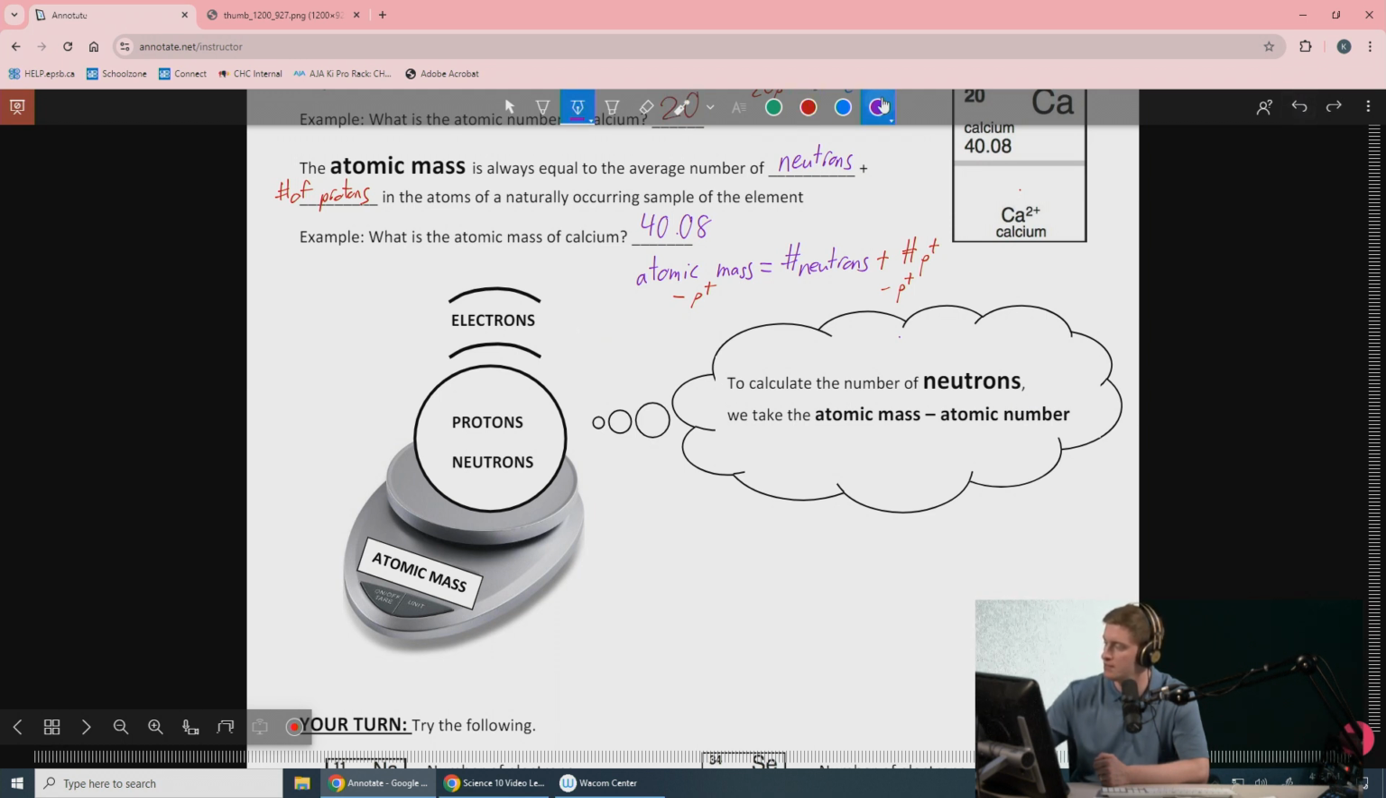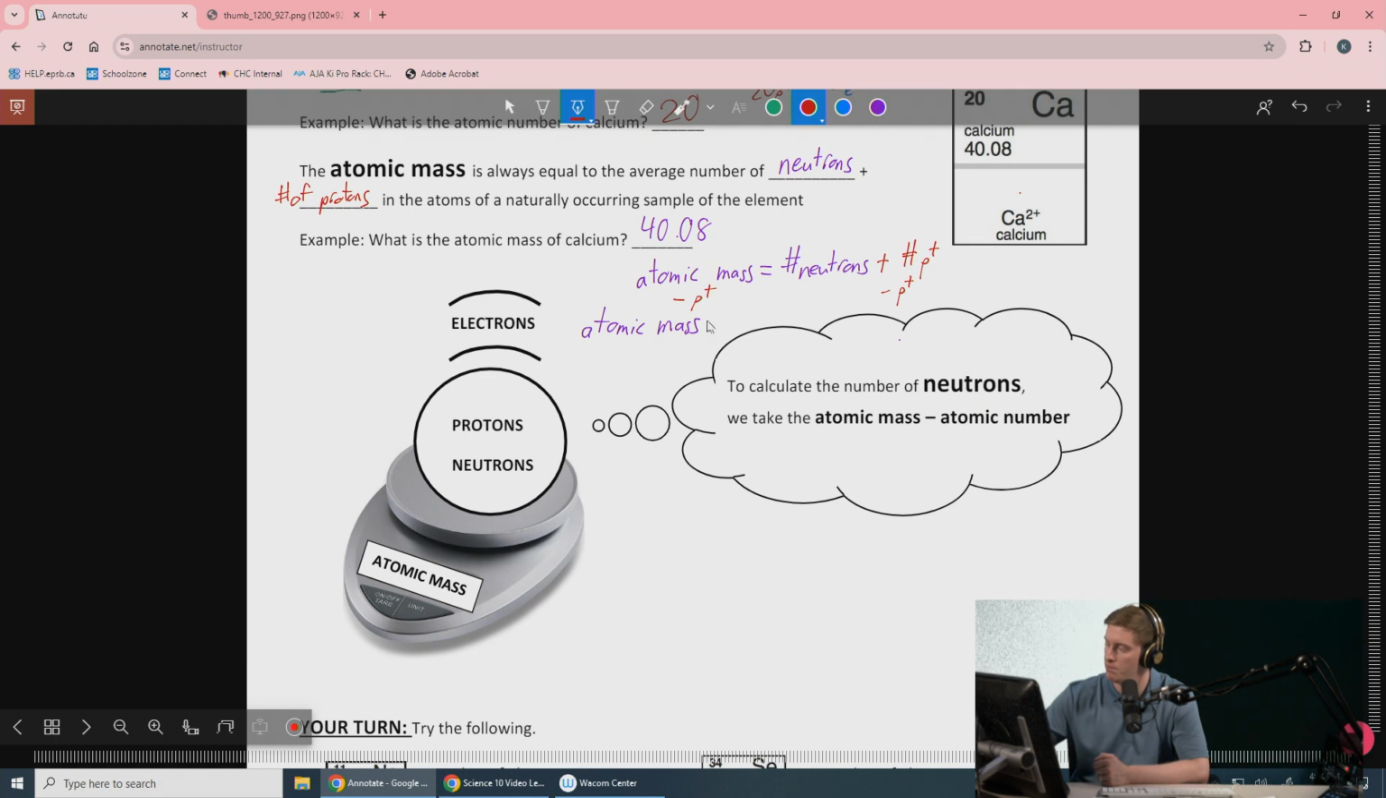Let me be color consistent here. Atomic mass minus the number of protons will give us neutrons. That's this equation here. Atomic mass minus atomic number. Remember that atomic number is the same as the number of protons, and because neutrons and protons carry most of the mass, we can combine those two numbers to find their atomic mass.